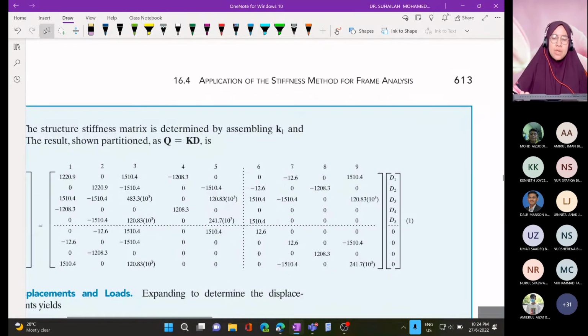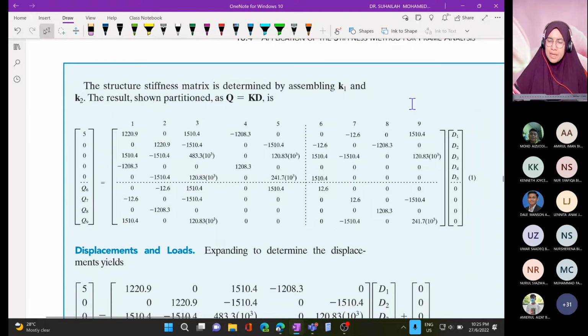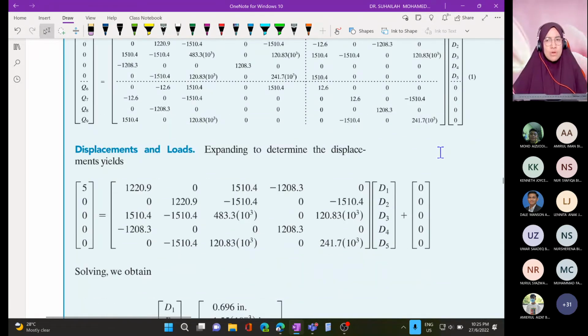Combine. Okay, we have Q is equal to KD. There's no Q naught here because there's no UDL. There's no point load on the member. So we can solve this using Q is equal to KD only. So we have 5 unknown displacement and we cannot solve it manually.